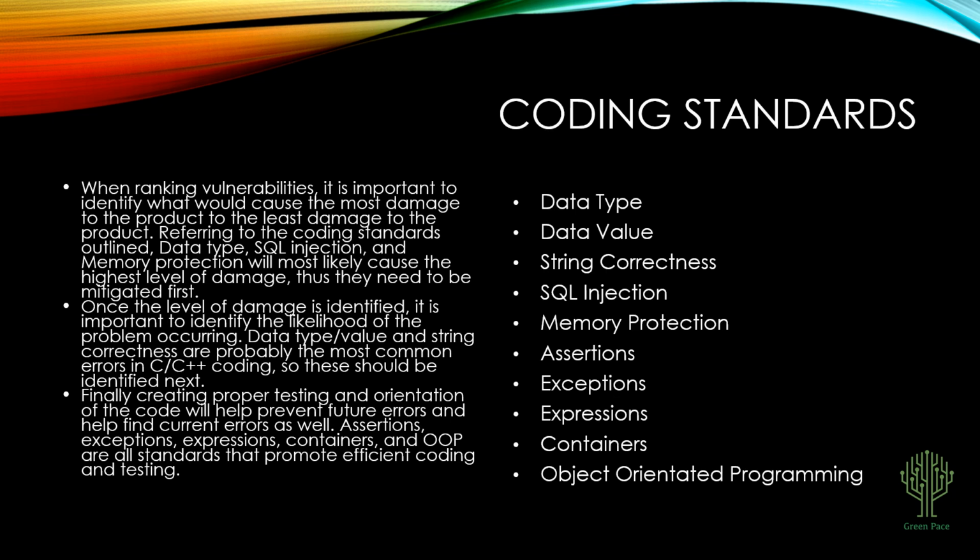So on the right, we have our 10 coding standards listed. These standards help us mitigate vulnerabilities, but in the event one happens, what do we do? It's best to rank them based on what will do the most to the least amount of damage to the product or service. Once the level of damage is identified, what is the actual likelihood something's going to happen? I'm not saying to ignore things that may happen, but they can be focused on later if there's a good chance it may not occur at all.